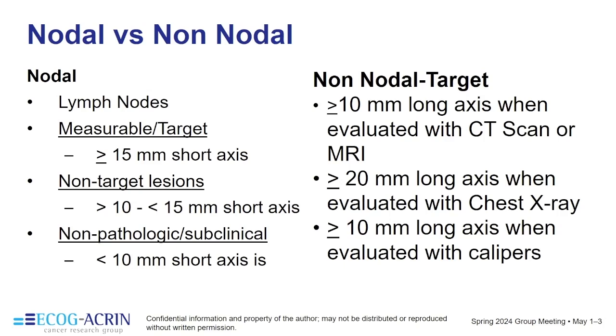When we're looking at non-nodal target lesions, the determination of measurability will be determined by which scan type of evaluation you're using. So it must be greater or equal to 10 millimeters on the long axis when evaluated with a CT scan or MRI. It should be greater than or equal to 20 millimeters long axis when evaluated with a chest X-ray, and greater than or equal to 10 millimeters along the long axis when evaluated by calipers.